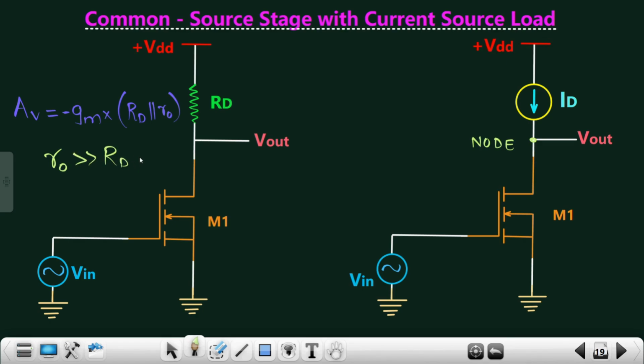Let's say if you keep RD as 10k, this RO is approximately equivalent to, let's say, maybe 100 kilo ohms or even greater than that. It totally depends upon the MOSFET and the lambda of the MOSFET, channel length modulation and all. But you see, RO is very, very high as compared to RD. So with this equation, we will be able to achieve the desired gain.